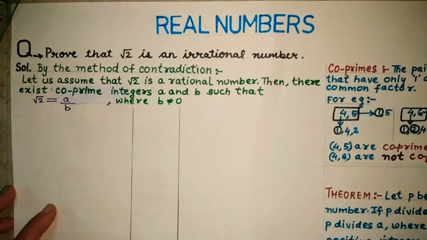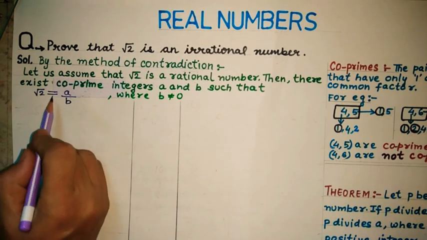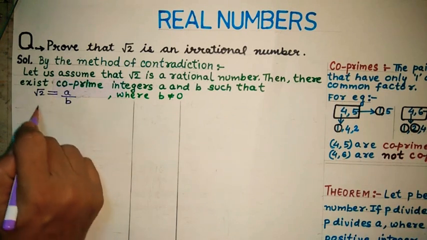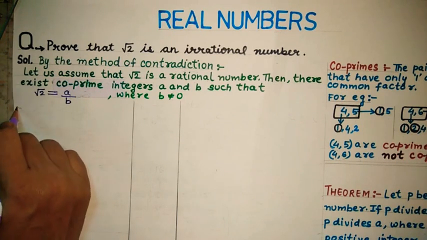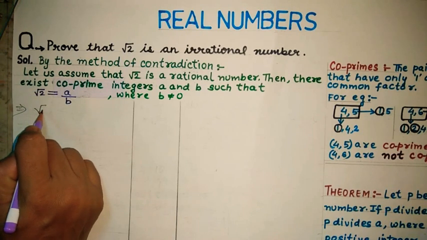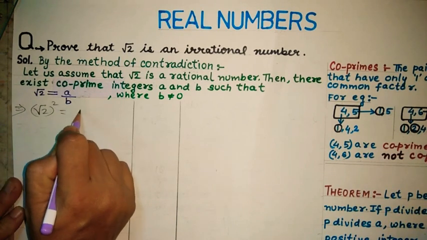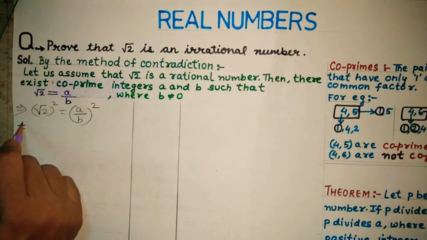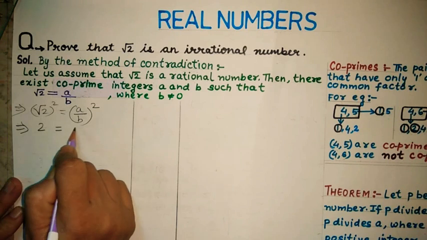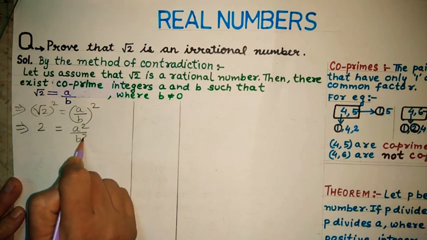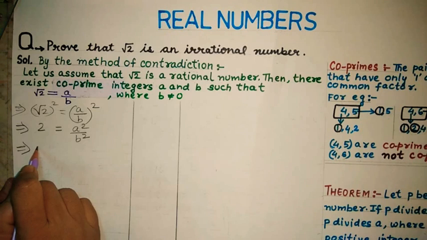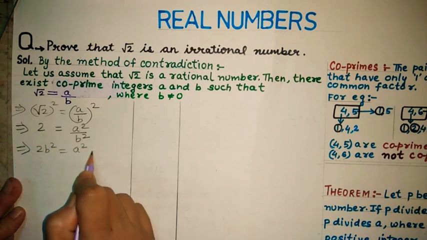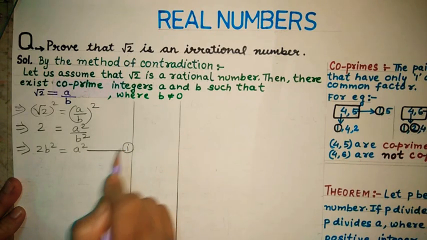Now coming back to our question. Let root 2 be equal to a upon b, where a and b are co-primes. Now squaring on both sides we get root 2 square is equal to a upon b whole square. Root 2 square is 2, equal to a square upon b square, which implies 2b square, bringing b square to the left side, is equal to a square. This is our first result.